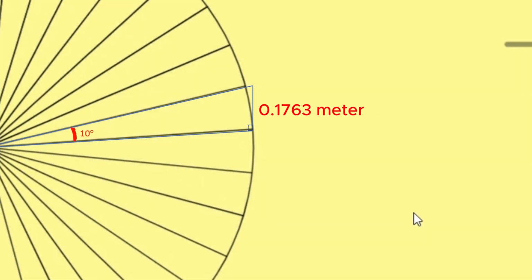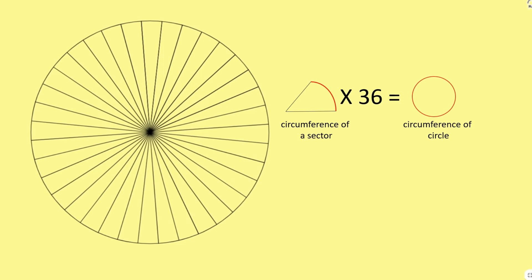Let's come back, we have the missing piece of the puzzle now, so we can start assembling it. Imagine one sector with a right-angled triangle, and all the other sectors with their respective right-angled triangles. The circle is divided into a total of 36 sectors, and when the circumferences of these sectors are combined, they will form the complete circumference. Now calculate it, the circumference of a sector is 0.1763 meter times 36 equals 6.3468 meters.